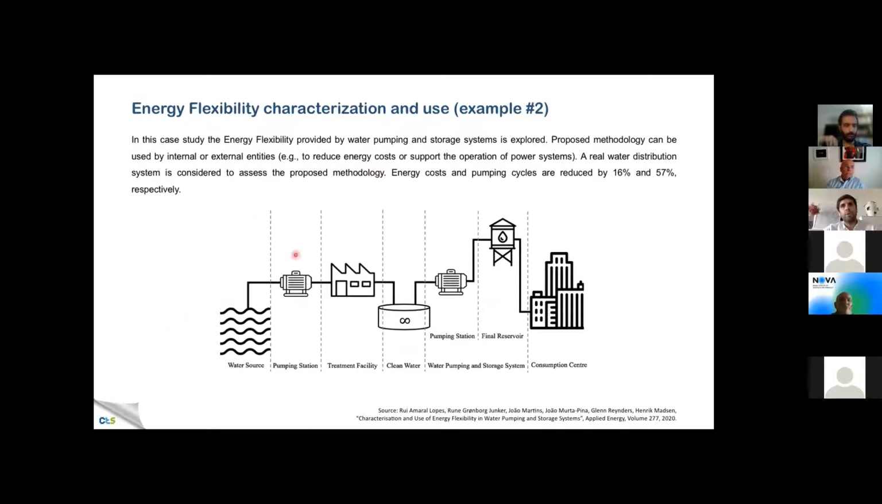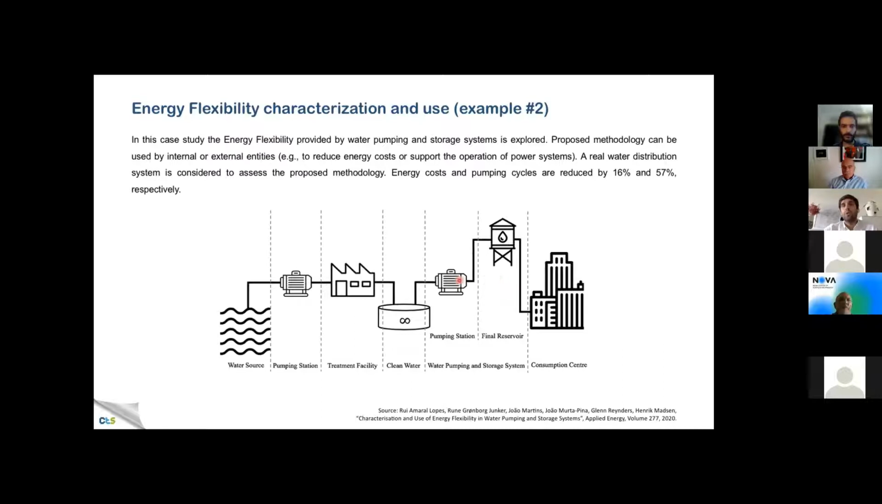The typical vision for these systems is that they have a water source, they have a pumping station that collects water from these water sources to treatment facilities that treat water and have large storage reservoirs for this clean water. Then from this clean water, we have pumping stations pumping water to reservoirs close to the consumption centers. So this set of pumping stations with final reservoirs can provide flexibility, as I will show you.